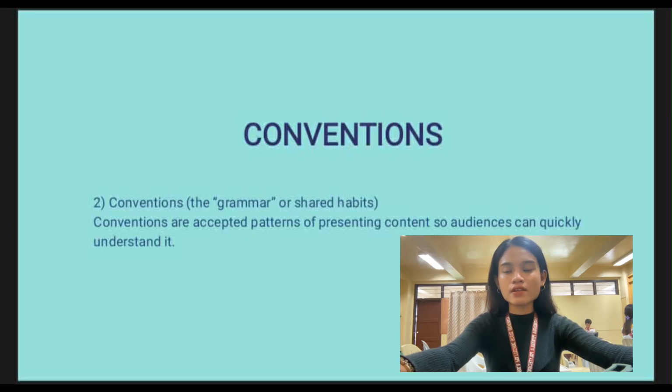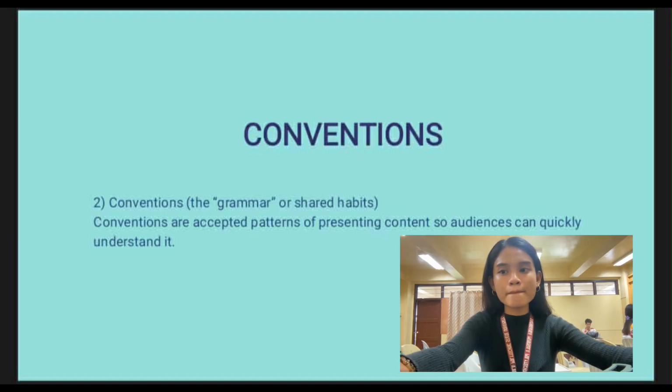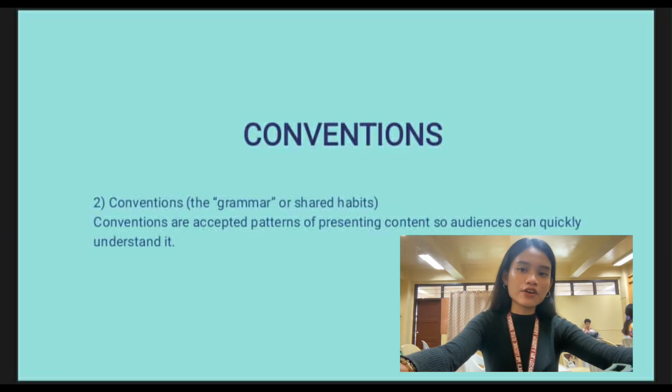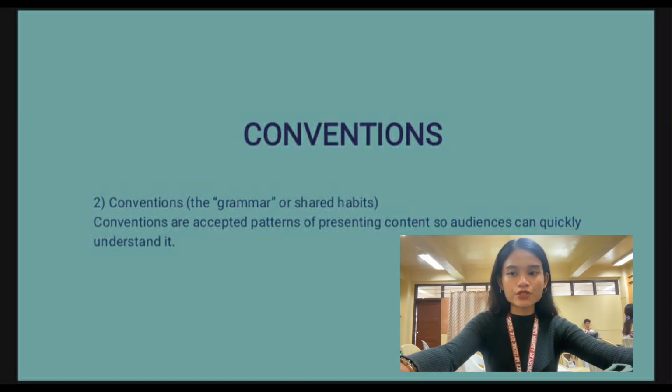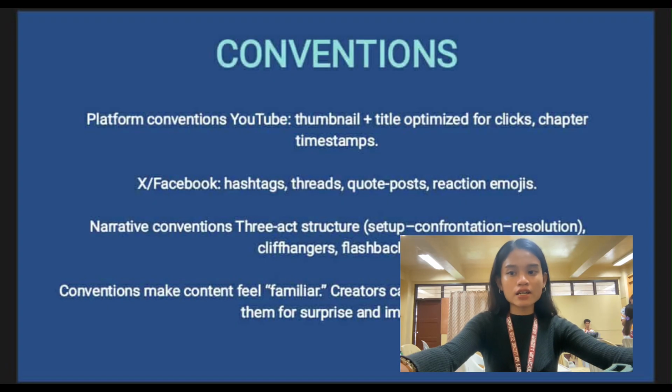Next is story convention. Story conventions are the established, common narrative structures, devices, and understanding patterns that writers use to shape storytelling, convey meaning, and engage the audience in media products. So here are the key story conventions. First is narrative structure, second is cause and effect, third is character construction, and lastly is point of view.